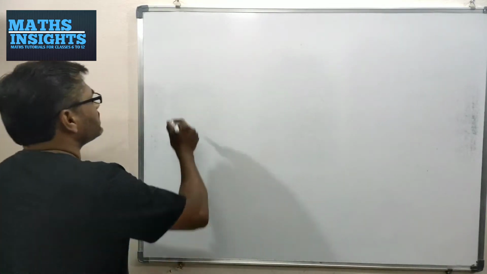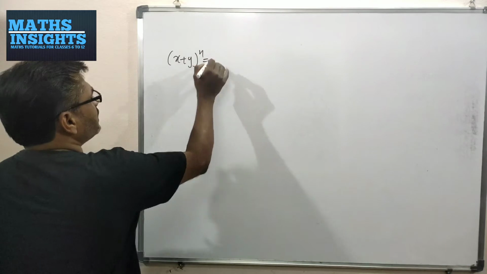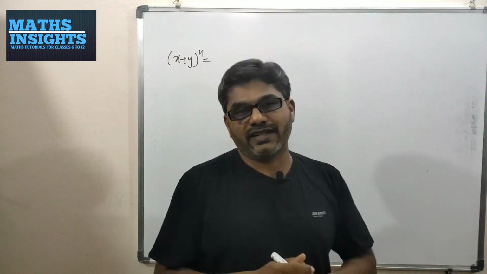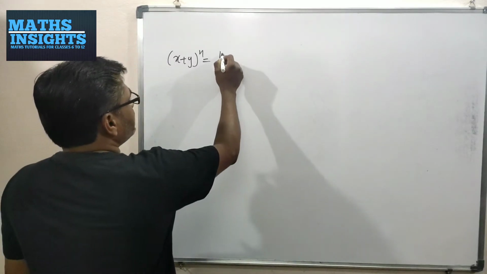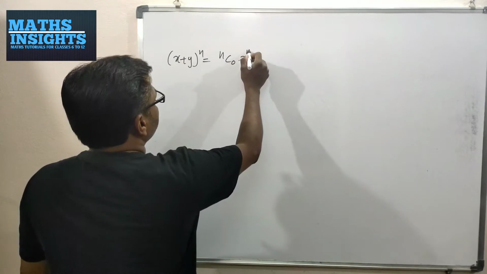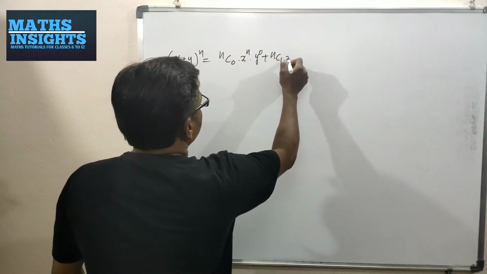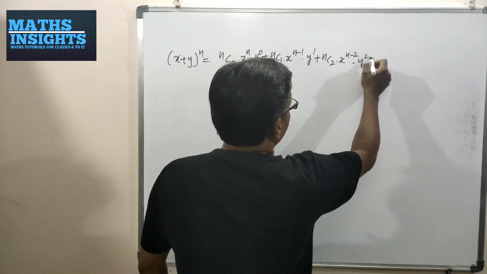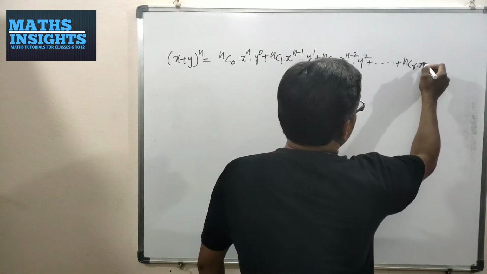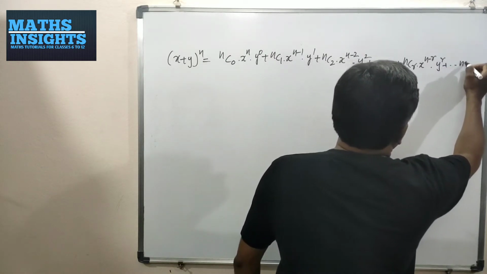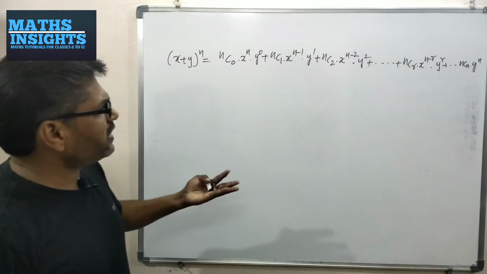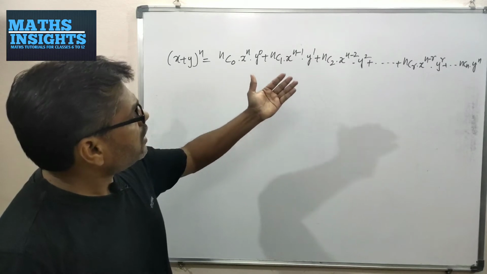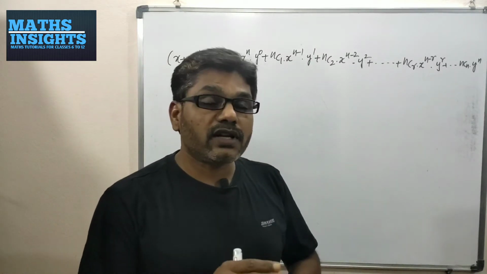You know that (x + y) to the power n is a binomial whose first term is x and second term is y, and the index is always a positive integer. We are discussing for positive integers. Therefore you can expand this as nC0 x^n y^0 + nC1 x^(n-1) y^1 + nC2 x^(n-2) y^2 + and so on, + nCr x^(n-r) y^r + and so on, + nCn y^n. This is the expansion of any binomial. You can take whatever terms you want. In this, nC0, nC1, nC2 and so on, nCr and so on, nCn are called binomial coefficients.